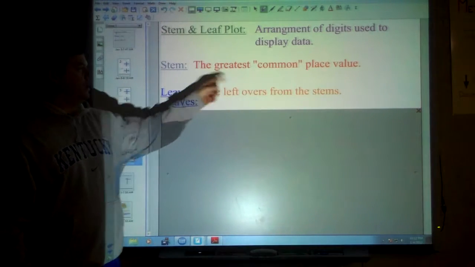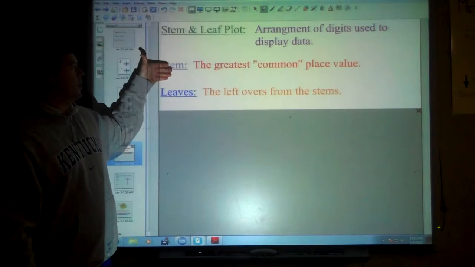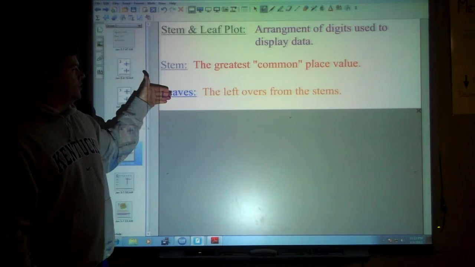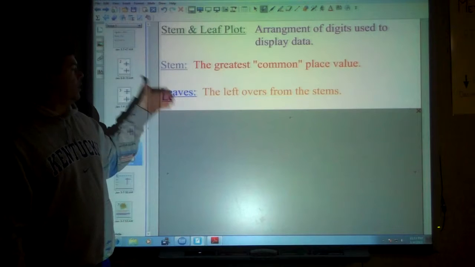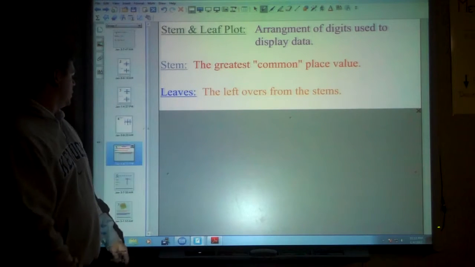The leaves is all the leftovers. Another kind of funny way to remember it is, the stem is the greatest place value, and this is all the leftovers, all the leaves, the leftovers. Whatever's left over, that's what you're going to use there.